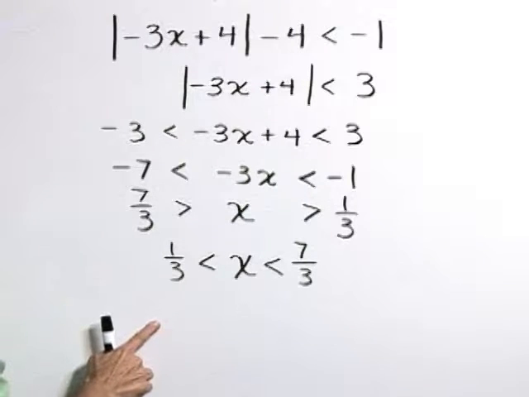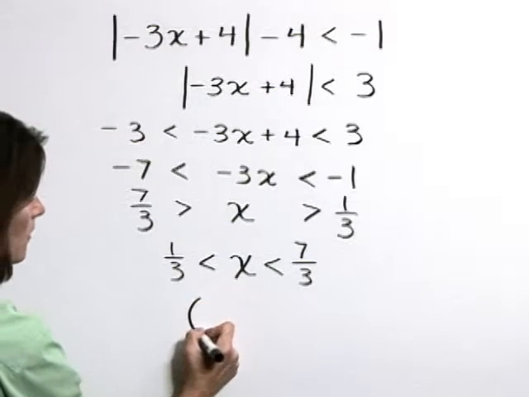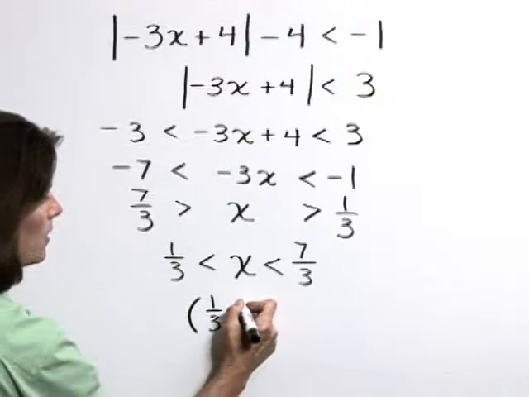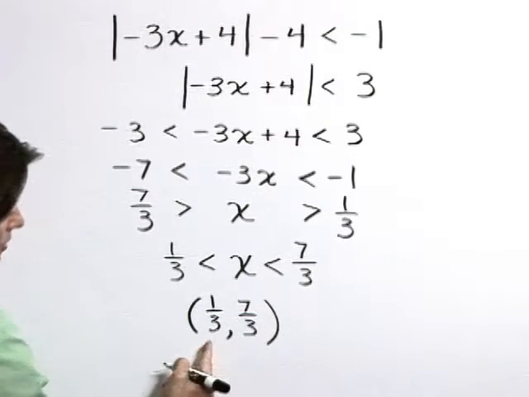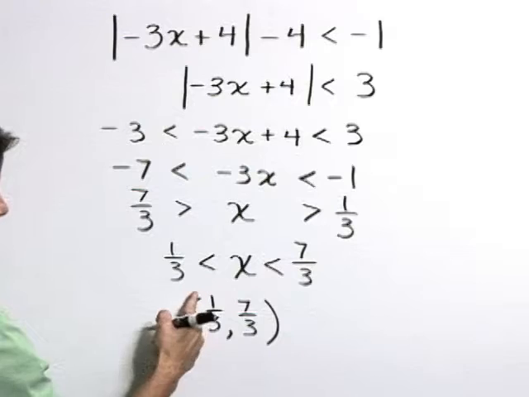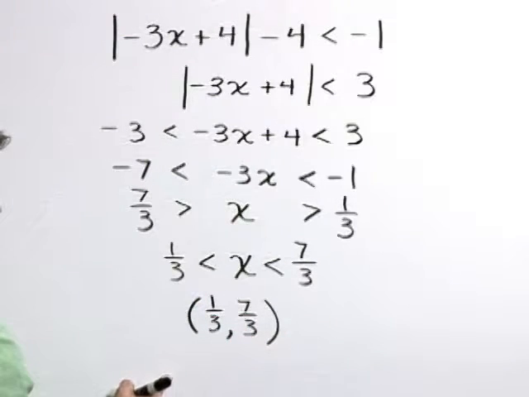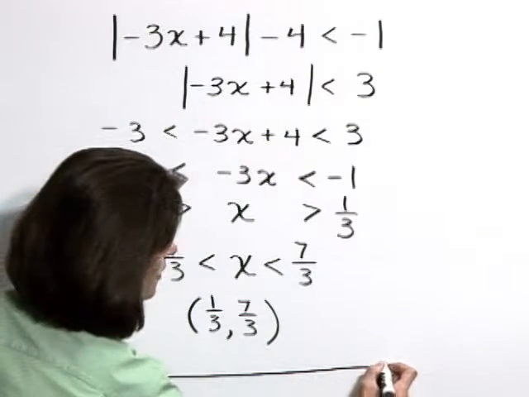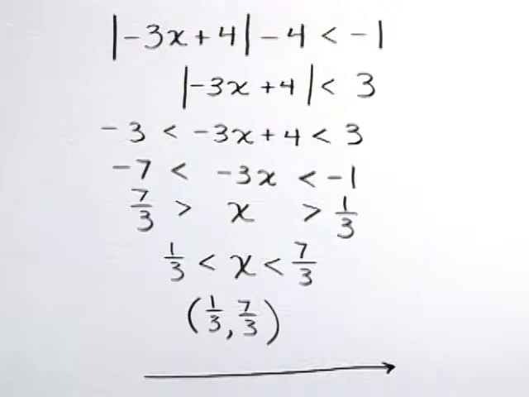Now let's write this solution in interval form as 1/3 to 7/3. Notice these are not included. Parentheses indicate such. And lastly, let's graph that solution interval as well.